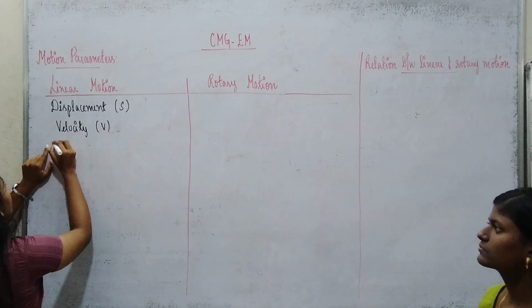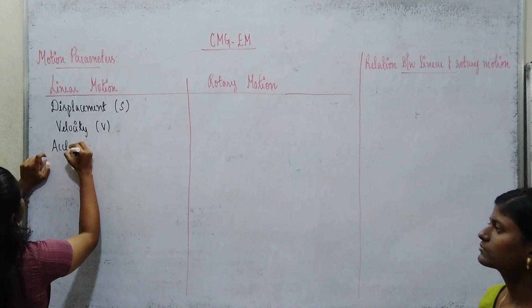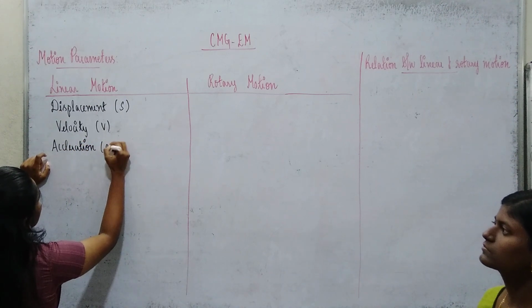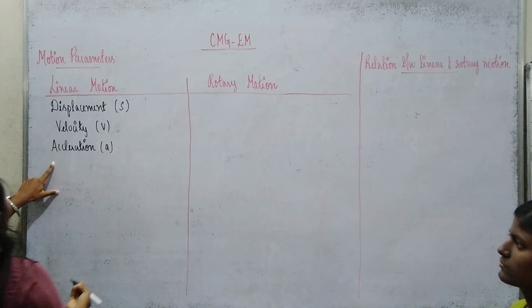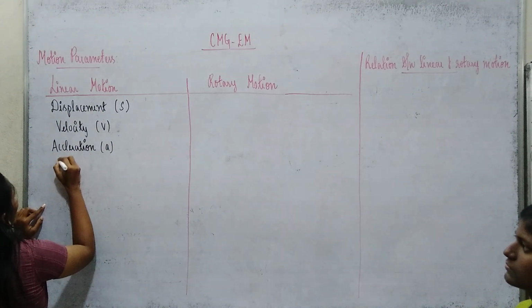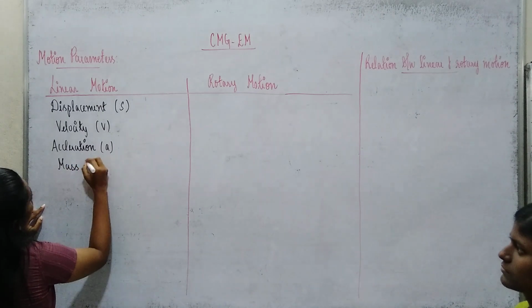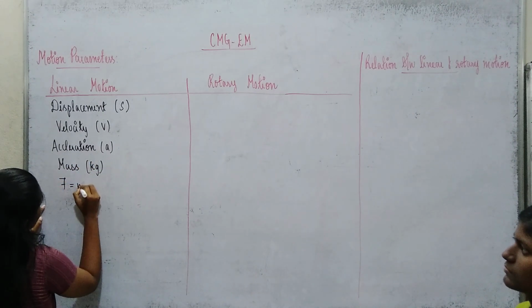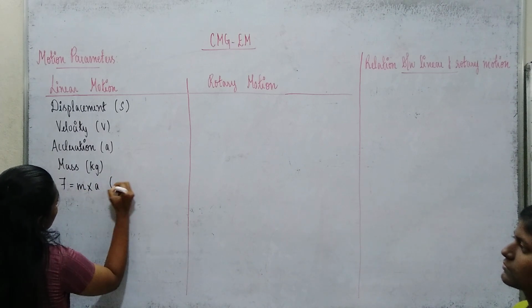And the third parameter is acceleration. It is represented by A. And the fourth parameter is mass. As we all know, it is represented by kg. Next one, force is equal to m into A, Newton.